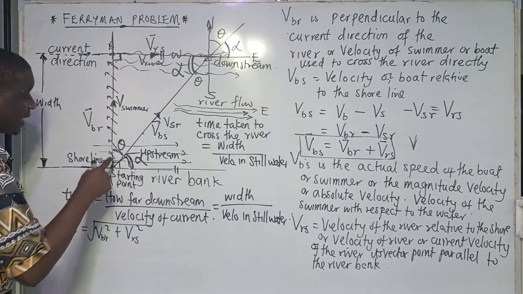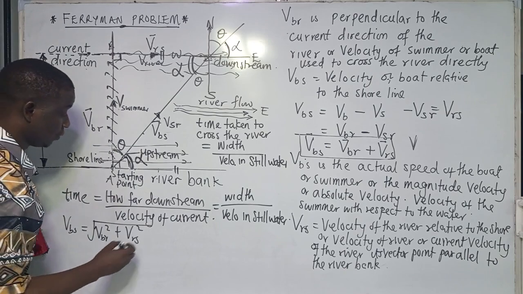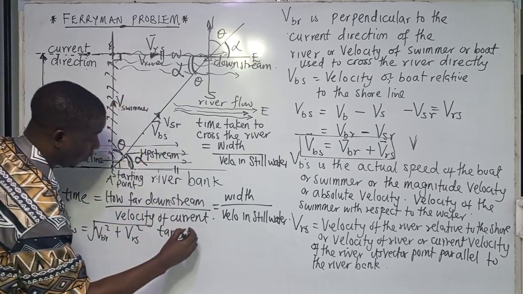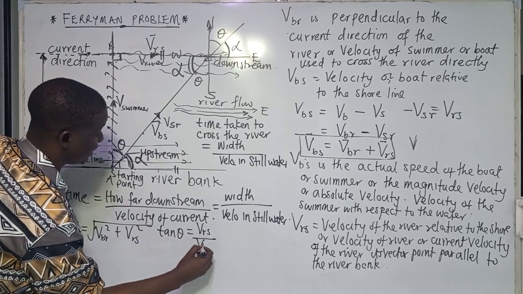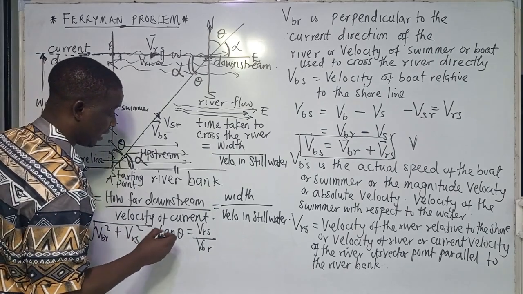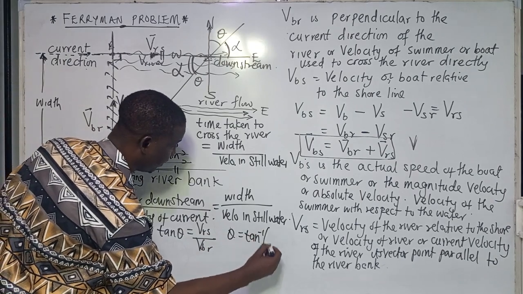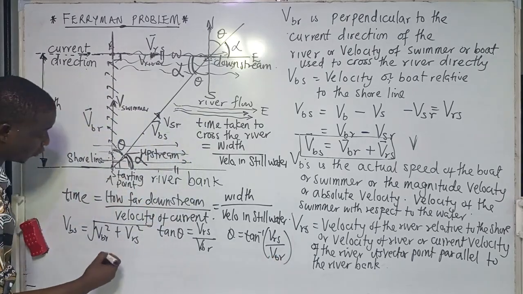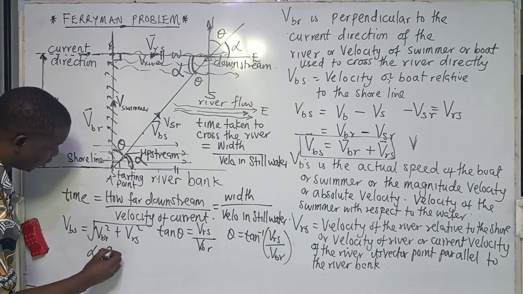Then to get the angle to the shore, tan theta is equal to what? VRS over VBR, opposite over adjacent. So theta is equal to tan inverse of VRS over VBR. We can now therefore solve for alpha. Alpha is what? The angle to the bank.